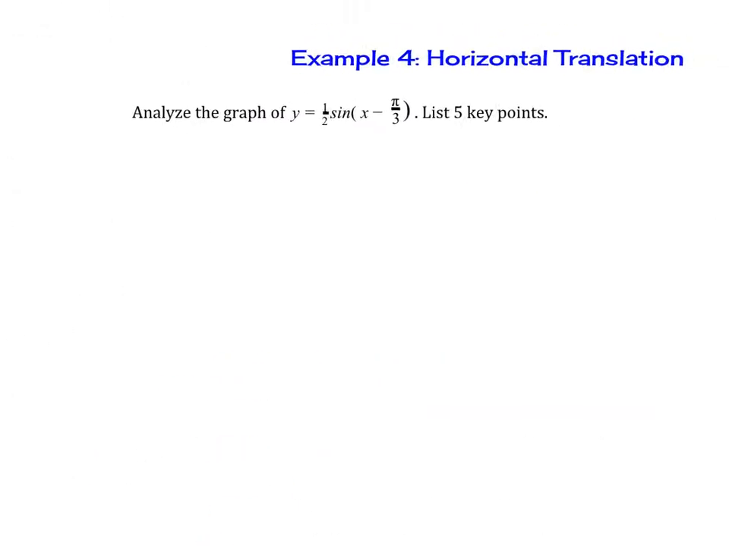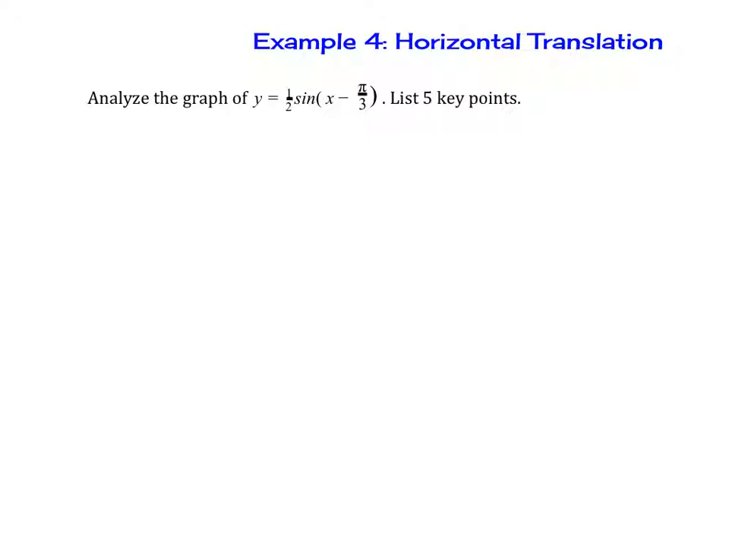So let's try one. Analyze a graph of y equals 1/2 sine of (x minus pi over 3) and list 5 key points. So let's identify some things that we know. So we know that the amplitude is 1/2. Then our period, there's no b here, so we know the period is just 2 pi over 1, or just 2 pi. Then we know that it's shifted right pi over 3.